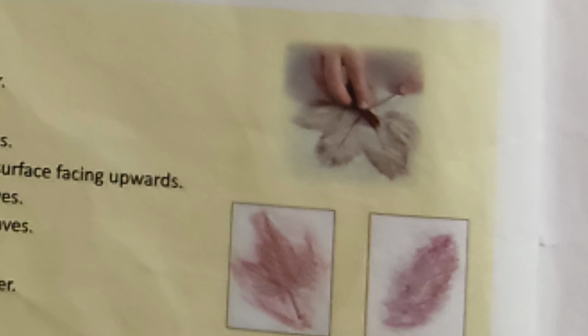Keep another sheet of paper on the leaves. Rub the paper with crayon over the leaves. What do you observe? Impressions of leaves appear on the paper. What do you conclude? Compare the impressions. You will find that each leaf is unique.